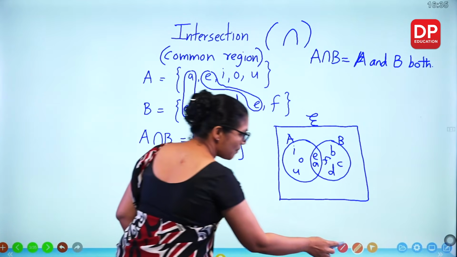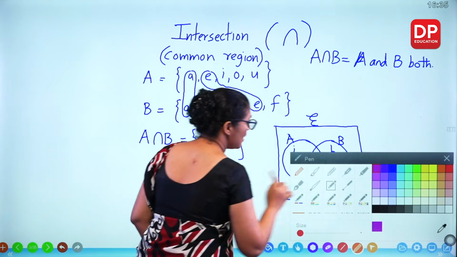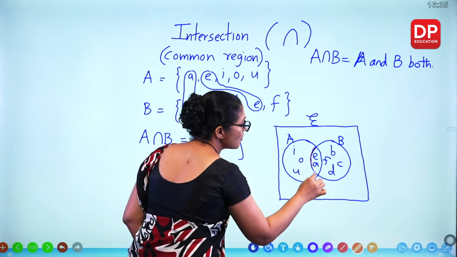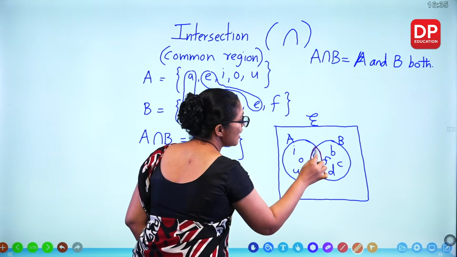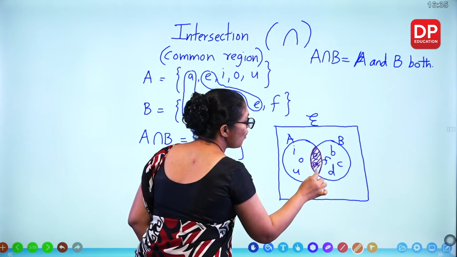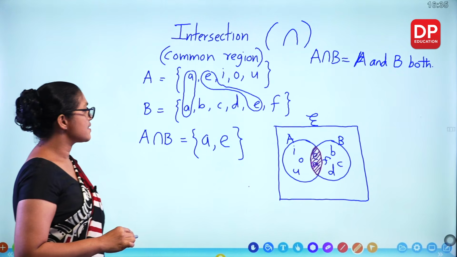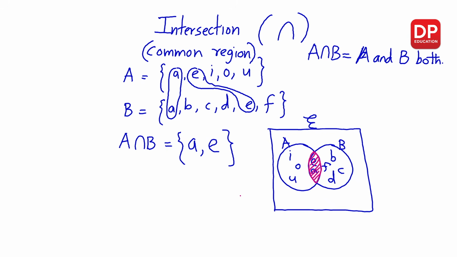So, how can we shade the region? A intersection B is this region. Here I can shade this part for intersection. A intersection B is the given shaded region.